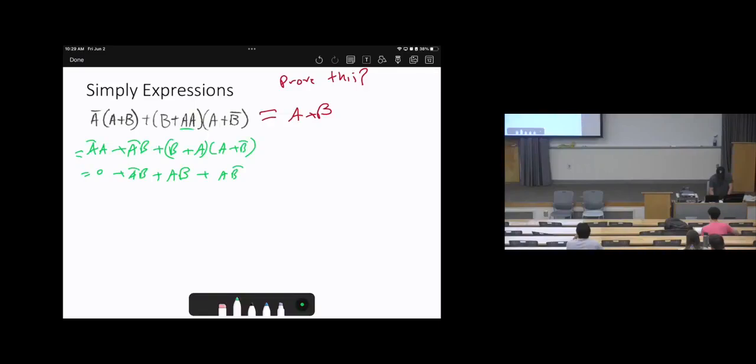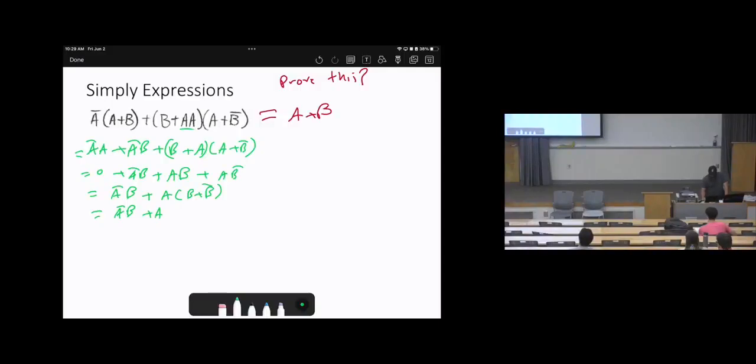We can take A as a common factor. So here 0, we can neglect this. It will be A bar B plus, take A as a common factor, it will be B plus B bar. So B plus B bar will be 1. So then it's going to be A bar B plus A.